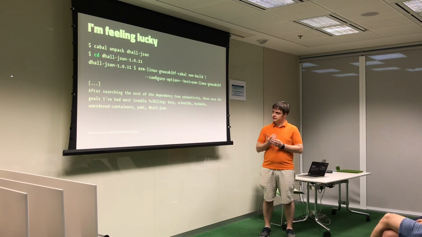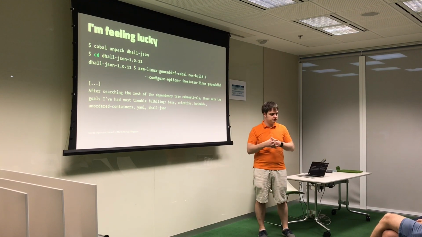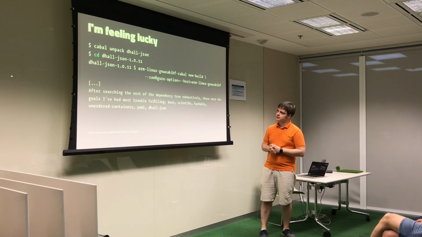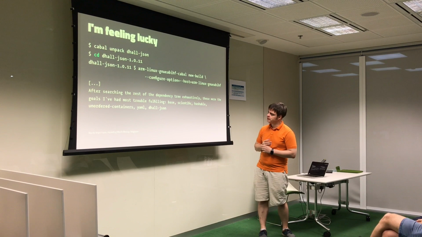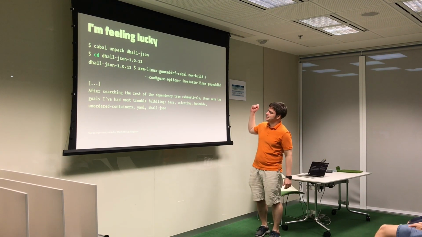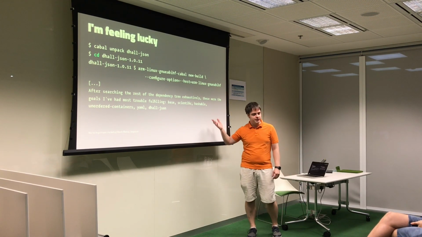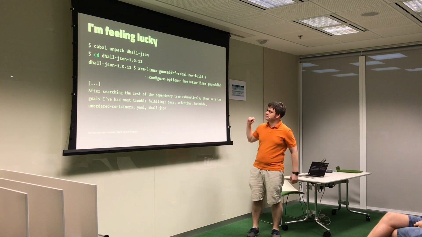So let's start and say, okay, let's just unpack whatever dhall-json is and then try to build it, right? That does not really work so well. I mean, you know these Cabal errors, right? You try to build something and then it just fails, and you're like, what? Okay.